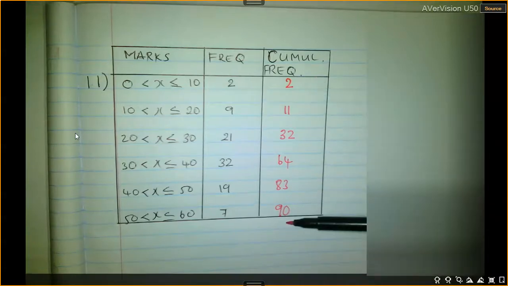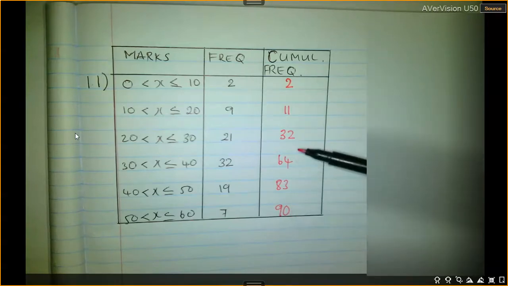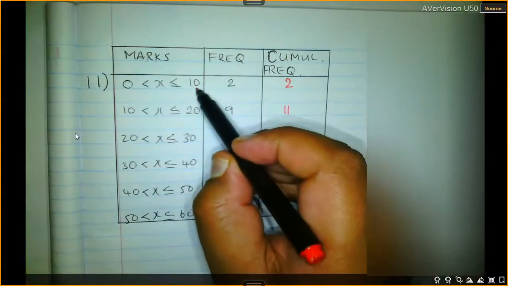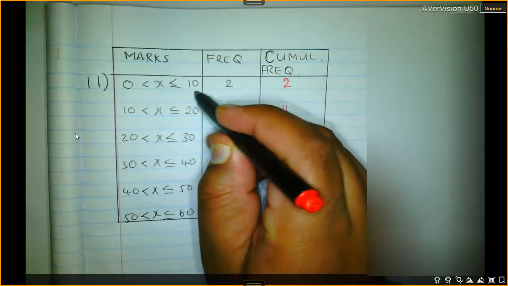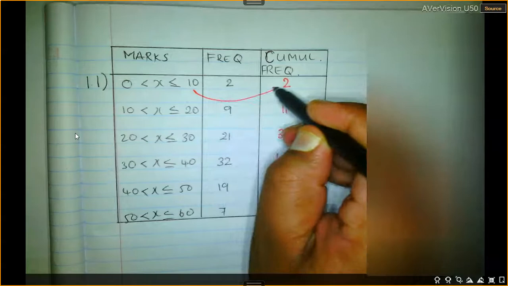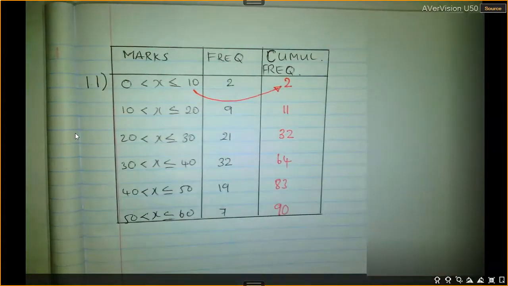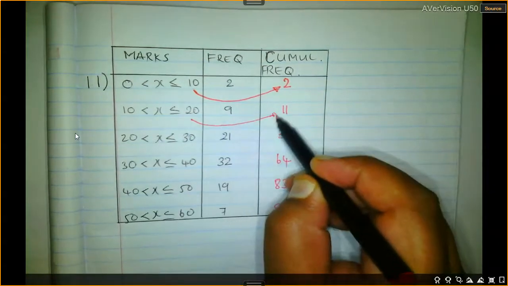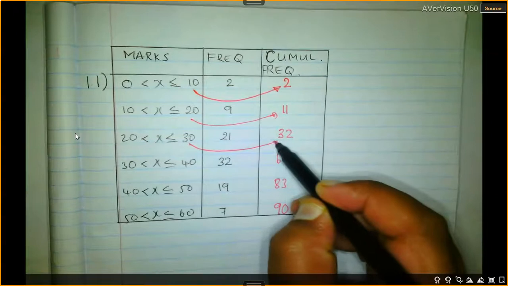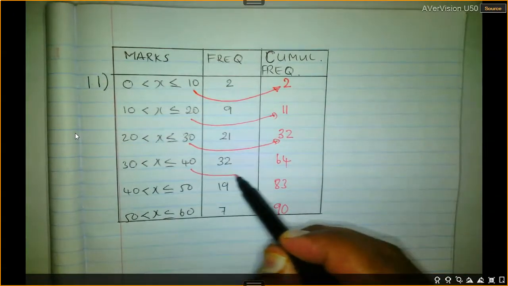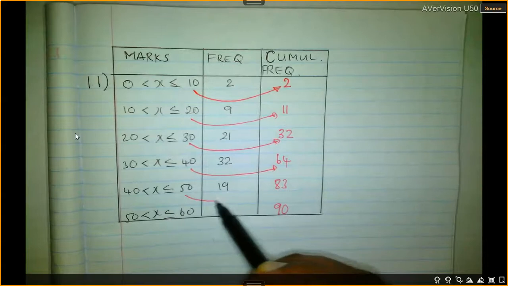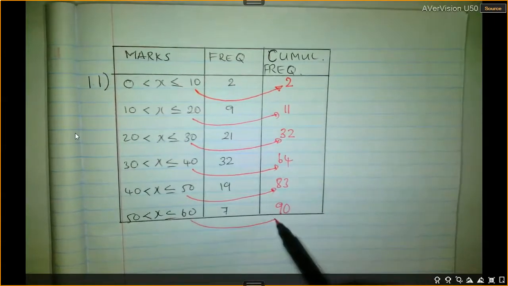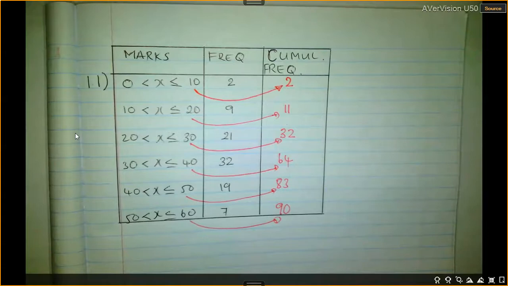So when you're done with your frequency here, you can start identifying the coordinates for your ogive, and there's a nice way of doing it. You take the maximum value for this frequency and you match that up with your cumulative frequency, because keep in mind that the ogive is a cumulative frequency graph. So it's 20 and 11, 30 and 32, 40 and 64, 50 and 83, and then 60 and 90. Those will be your coordinates for your ogive.